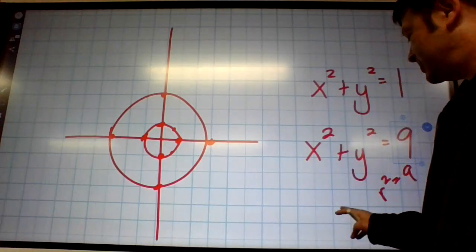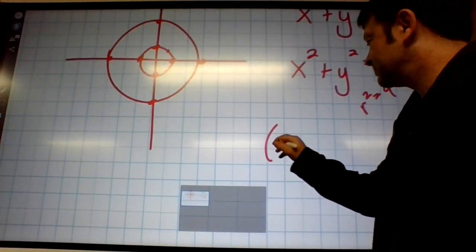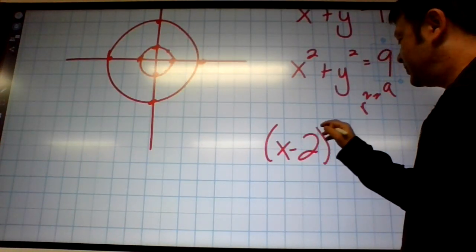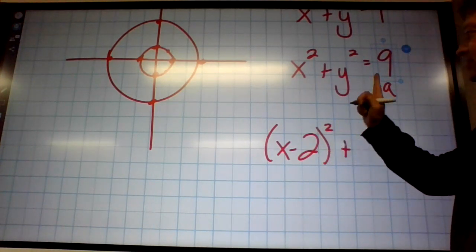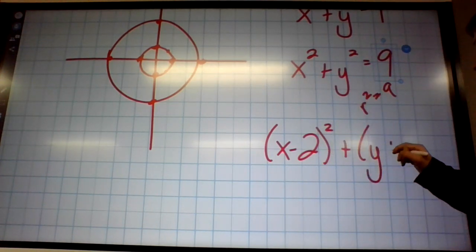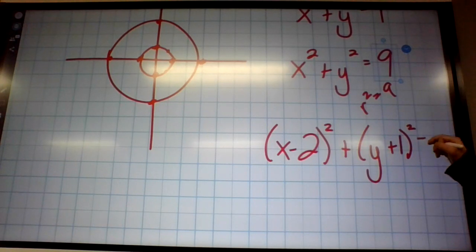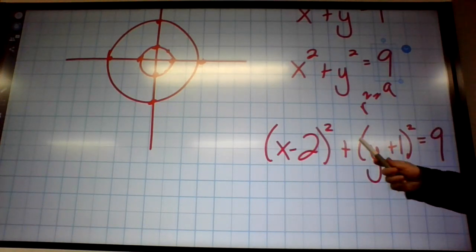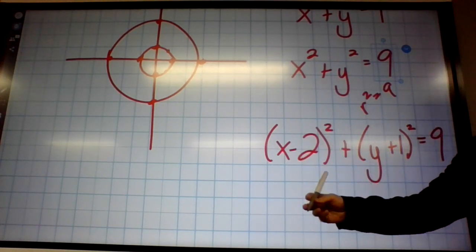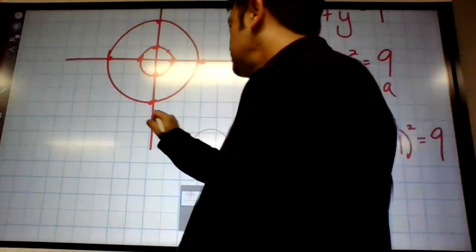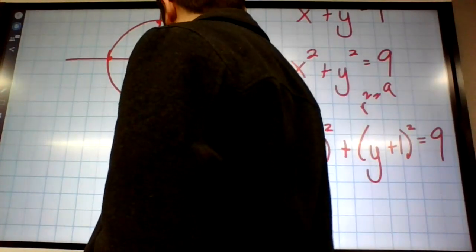Well, 0, 0. How do we change that? So based on stuff we've done in the past, instead of just x squared plus y squared, I'll put this. What do you guys think this minus 2 will do to the graph? Move it right 2, exactly.